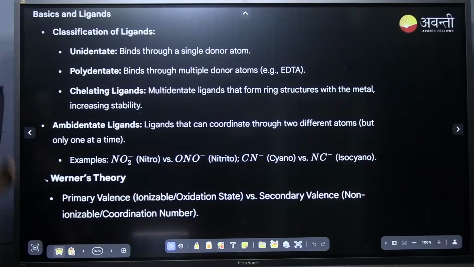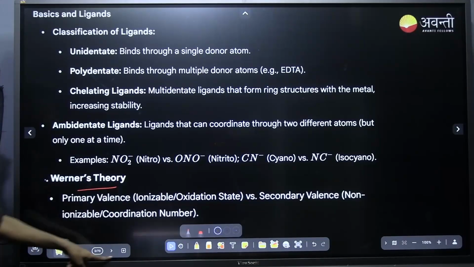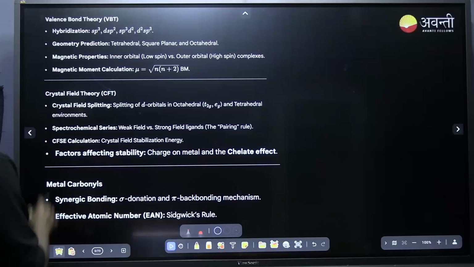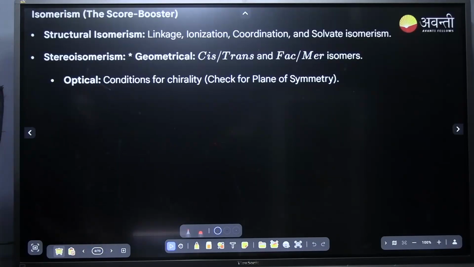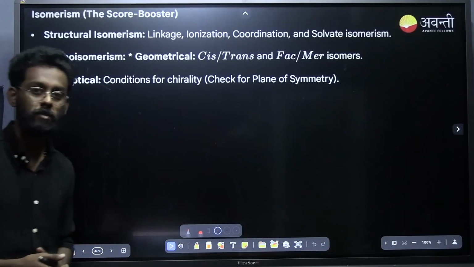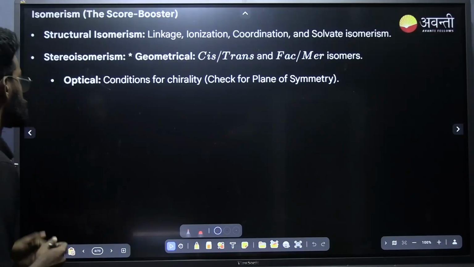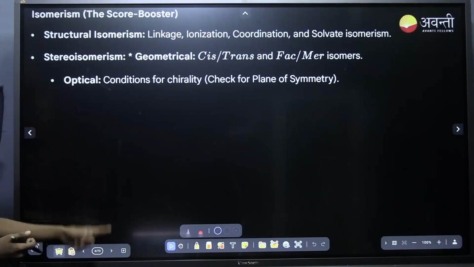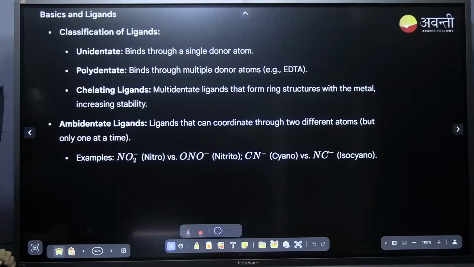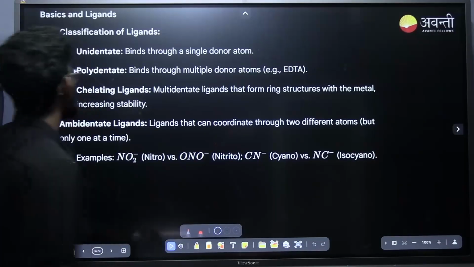Then we will be going into Werner's theory. Then the important points are valence bond theory, crystal field theory, and metal carbonyls. All these are the important points that we will be discussing today. And then finally the isomerism part. Isomerism is an important one and it's a high weightage part. Along with this we will also be discussing the nomenclature part. Okay, first of all we can go into the classification of ligands.